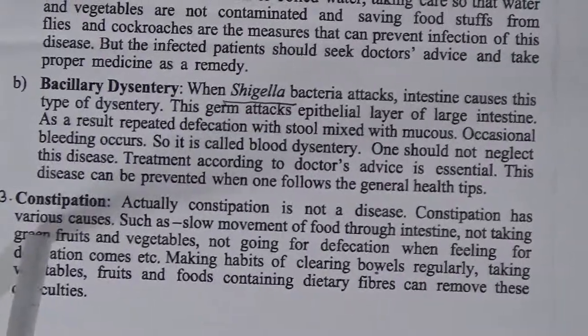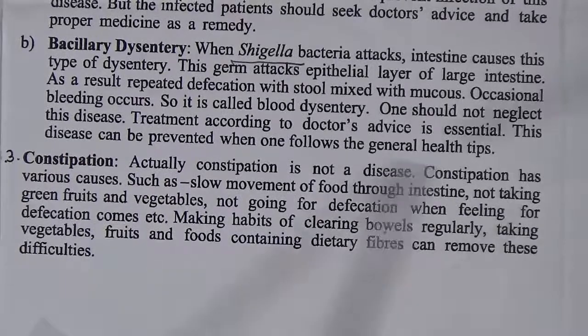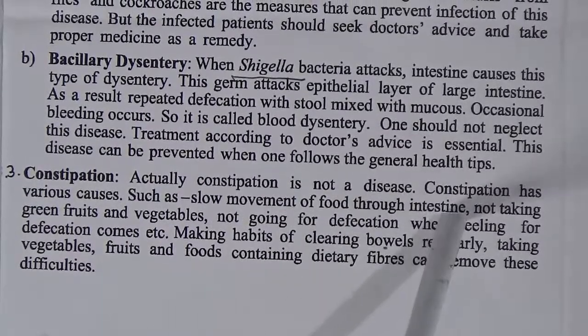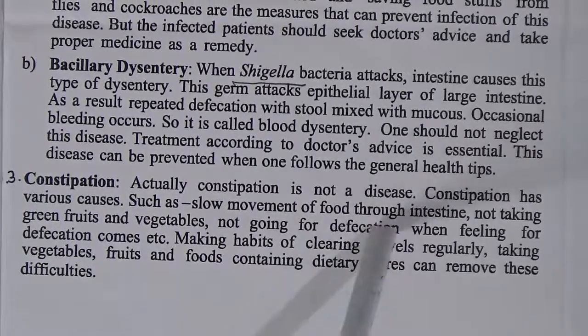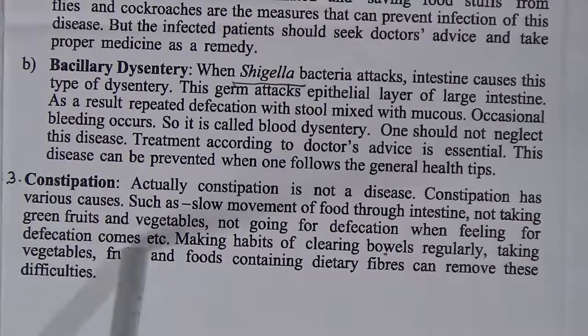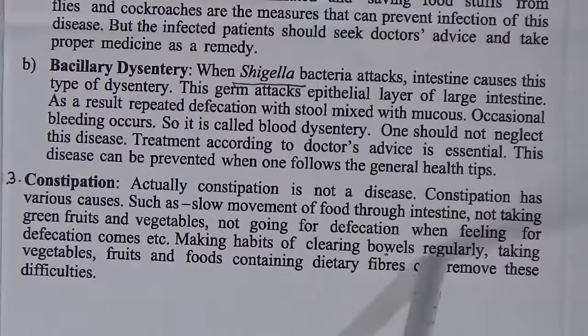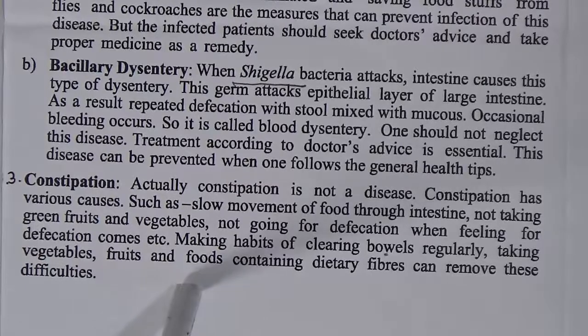Number 3 disease is constipation. Actually, constipation is not a disease. Constipation has various causes, such as slow movement of food through the intestine, not taking green fruits or vegetables, and not going for defecation when the feeling comes. Making a habit of clearing the bowels regularly, and taking vegetables, fruits and foods containing dietary fibers can remove these difficulties.